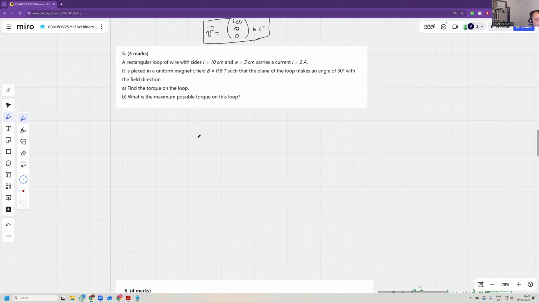Okay. They don't specify how the loop is oriented. Is it oriented like this or like this? Why does it make a difference? Because the angle could be tilted this way, or it could be tilted this way. Because it's not specified, we're going to do both. Okay, tilted this way or tilted this way.